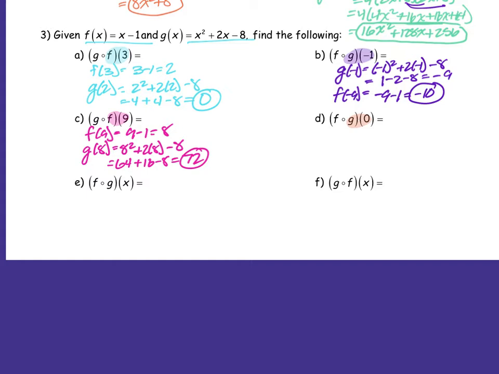So then I'm going to find g of 0 first. So g of 0 is going to be x squared plus, sorry, not x squared. Should be 0 squared, right? 0 squared plus 2 times 0 minus 8 equals -8. And then I'm going to find f of -8, which is going to be -8 minus 1, which is -9.